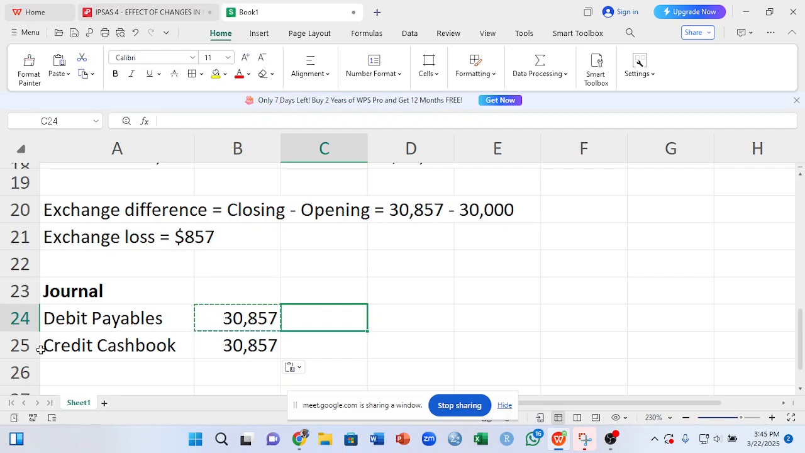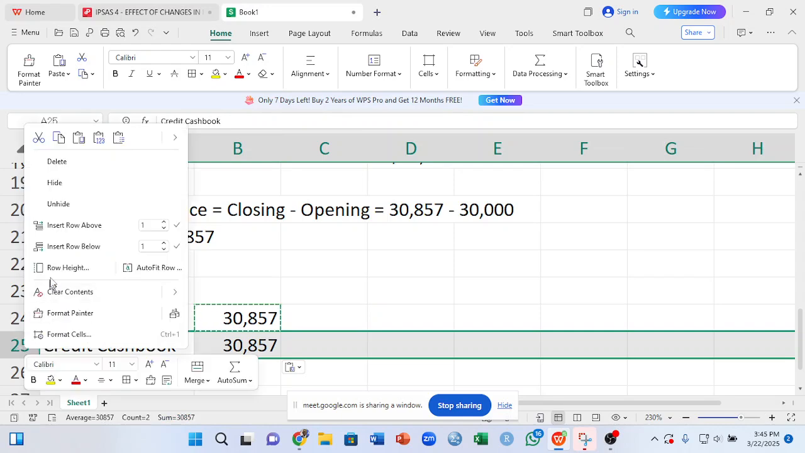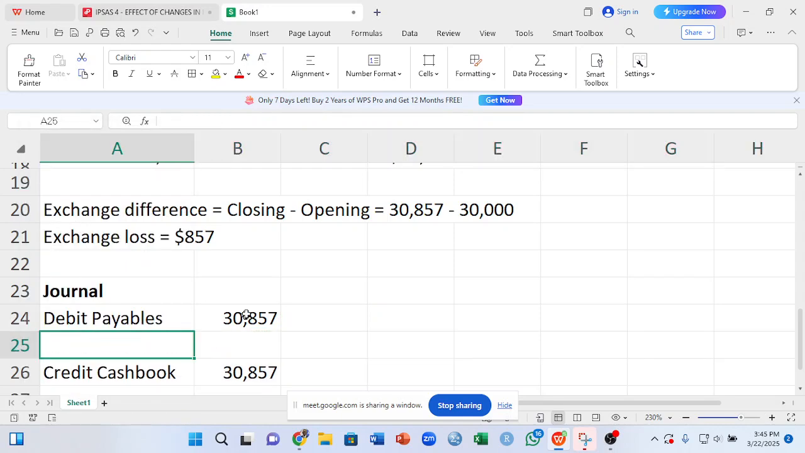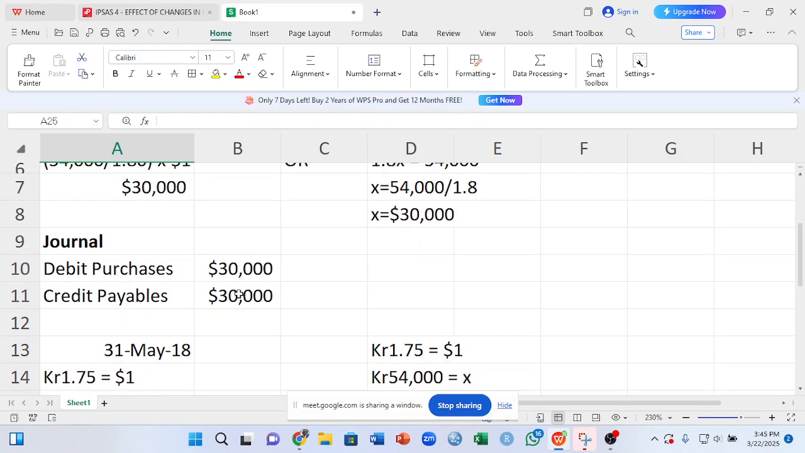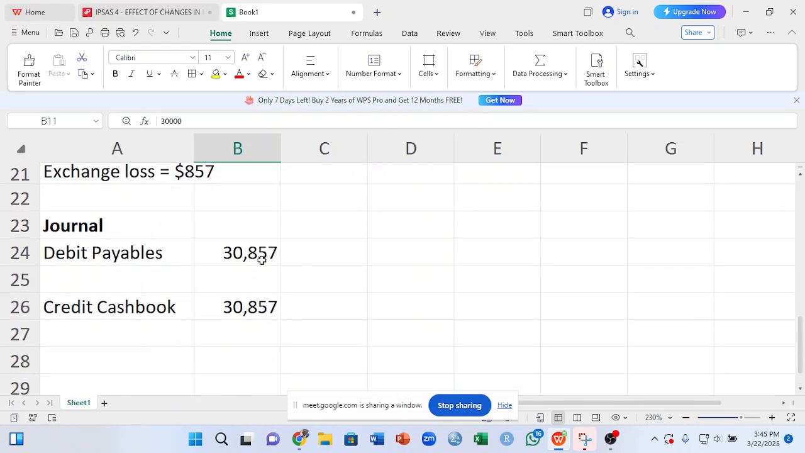So this double entry is partly right, partly wrong. Look at how much you recorded as payables at the initial date. 30,000. So how are you having 30,857? We'll match the difference in the payables account against our exchange loss. Then please do it again. This is not complete, so we have two approaches to represent this. This will just be 30,000.